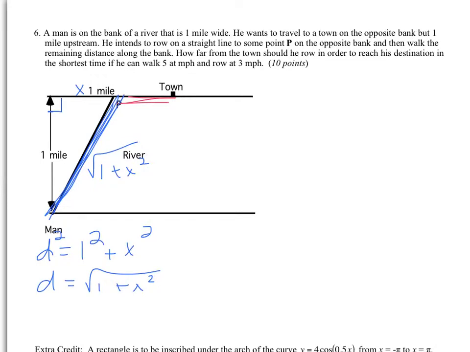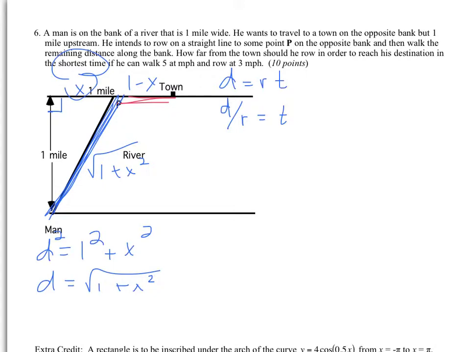Okay, and if this is x, this is going to be 1 minus x, the distance he walks. And we're going to use the fact that distance is equal to rate times time, because we want the shortest time. So I'm going to do distance divided by rate to get the times.